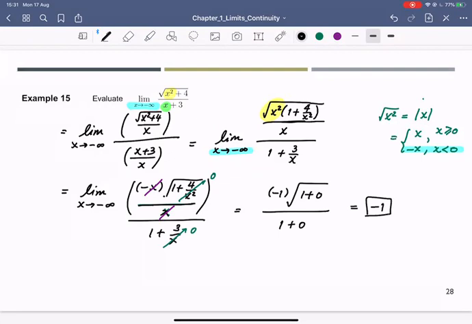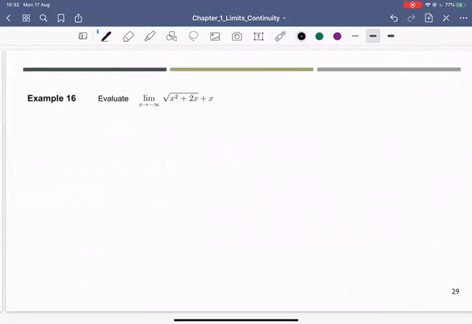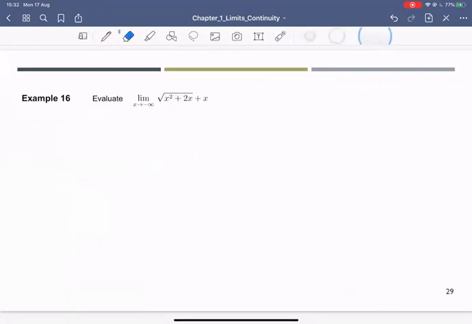It looks easy, right? But don't go too fast, because you have to be careful when you see x going to negative infinity and a square root sign. All right, feel better? Let's do one more example, and then we're going to go to infinite limits. So let's do example 16 together. Let's do x going to negative infinity one more time. This is harder than the previous one.